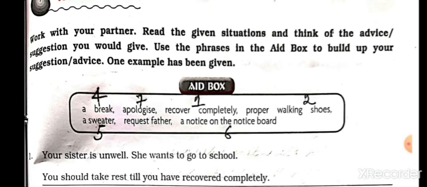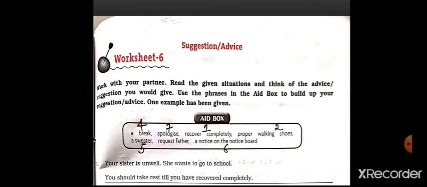Your sister is unwell. She wants to go to school. Then बेटा कैसे advise कर सकते हैं हम उसे? You should take rest till you have recovered completely. Okay, recover completely. Write down number 1 here. Okay, in the help box you can write down number 1 on recover completely. And how can we frame the sentence, beta? You should take rest till you have recovered completely. Now, students, next one.